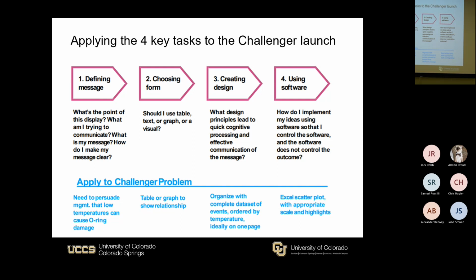Then the creative design. What design principles lead to quick cognitive processing and effective communication of the message? In the Challenger problem, organize the complete dataset of events ordered by temperature, ideally on one page. That would do it. The fourth one, using software. How do I implement my ideas using software so that I control the software and the software does not control the outcome? A simple Excel scatter plot with appropriate scale and highlights would have done it. That was it. Those people didn't need to die.